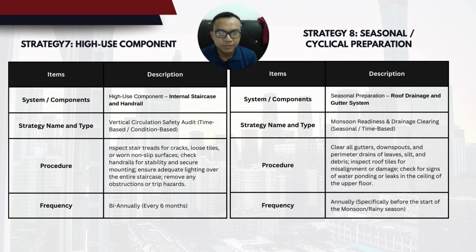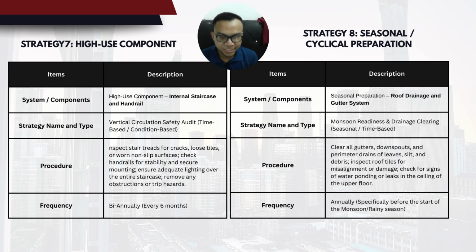Next is strategy number 8, seasonal cyclical preparation. We take roof drainage and gutter system. Strategy name and type, it is monsoon readiness and drainage clearing, seasonal, time-based.